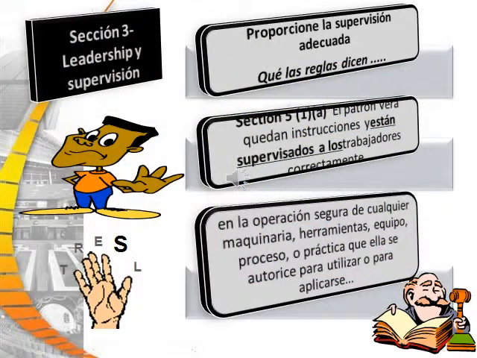When it comes to providing adequate supervision, what do the rules say? Section 5.1a, or the General Duty Clause, states, the employer shall see that workers are properly instructed and supervised in the safe operation of any machinery, tools, equipment, process, or practice in which they are authorized to use or apply.